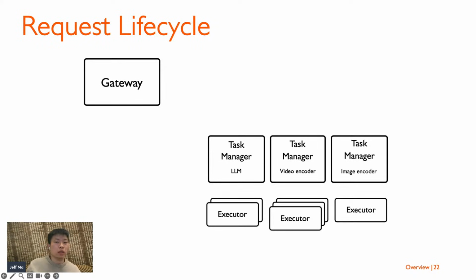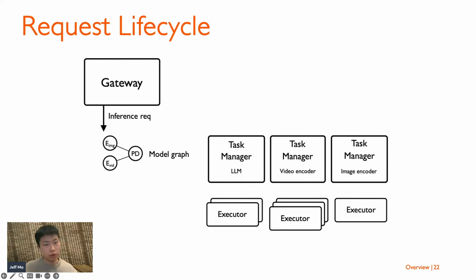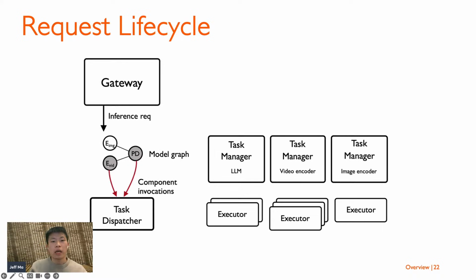Now, when an inference request arrives, the gateway will produce the component invocations, as not every component might be used for this request. This will be passed into the task dispatcher, which will dispatch each component invocation to its task manager and subsequently task executors.